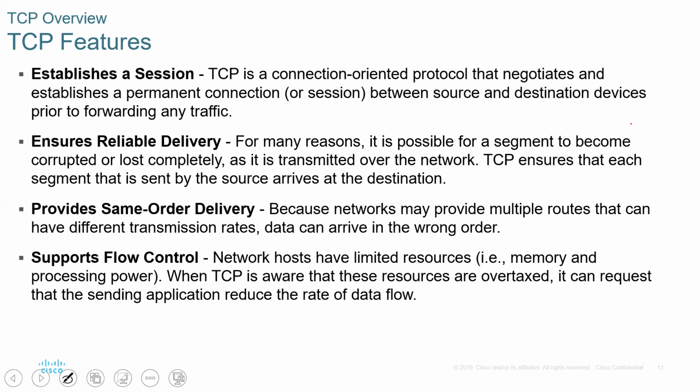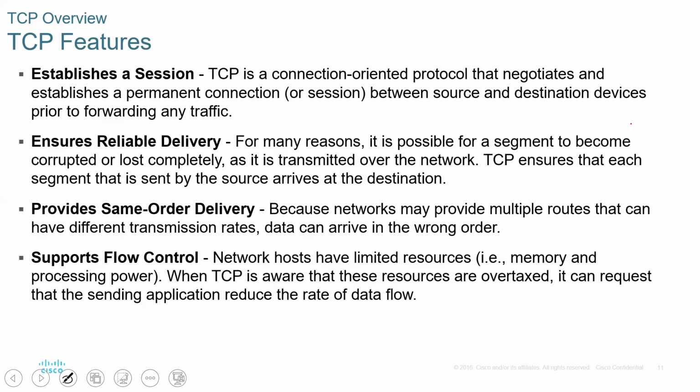For many reasons, it is possible for a segment to become corrupted or lost completely as it is transmitted over the network. TCP ensures that each segment sent by the source arrives at the destination. It also provides same-order delivery, because the network may provide multiple routes that can have different transmission rates, so data can arrive in the wrong order. TCP helps with that.